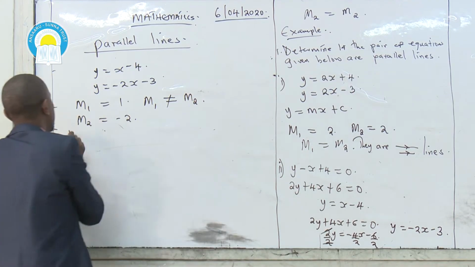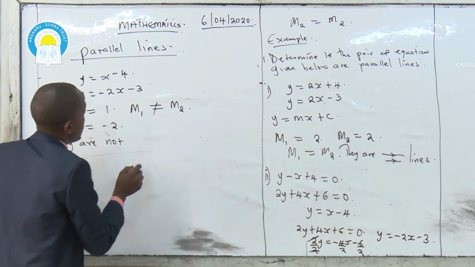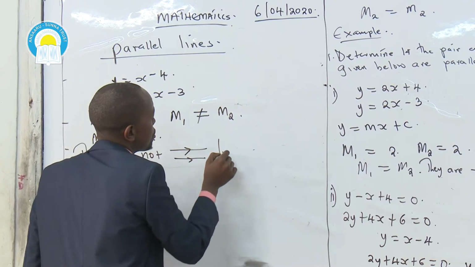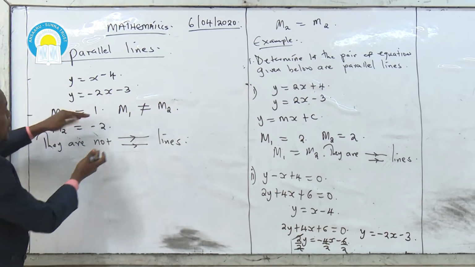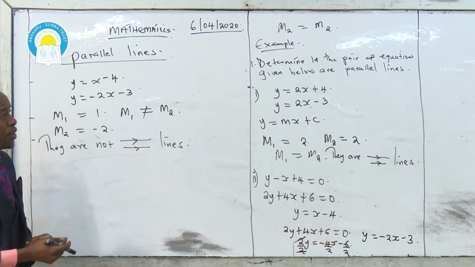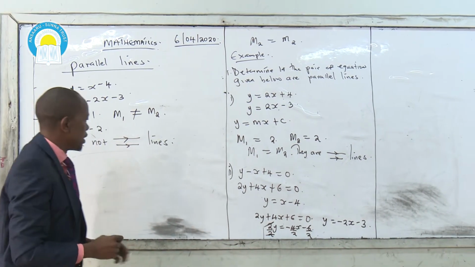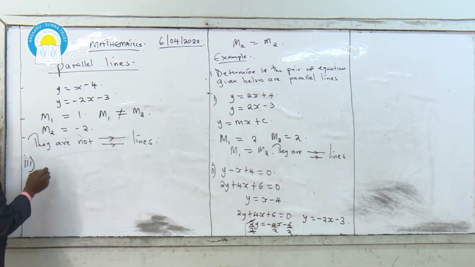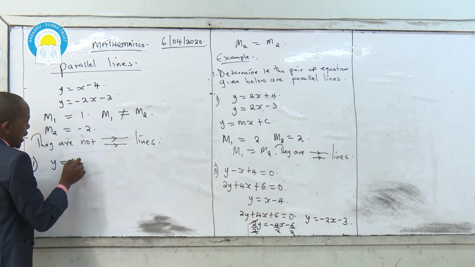So we say they are not parallel lines. Why? Because their gradients are not the same. Lastly, in Roman 3, we have y is equal to 4 minus x.